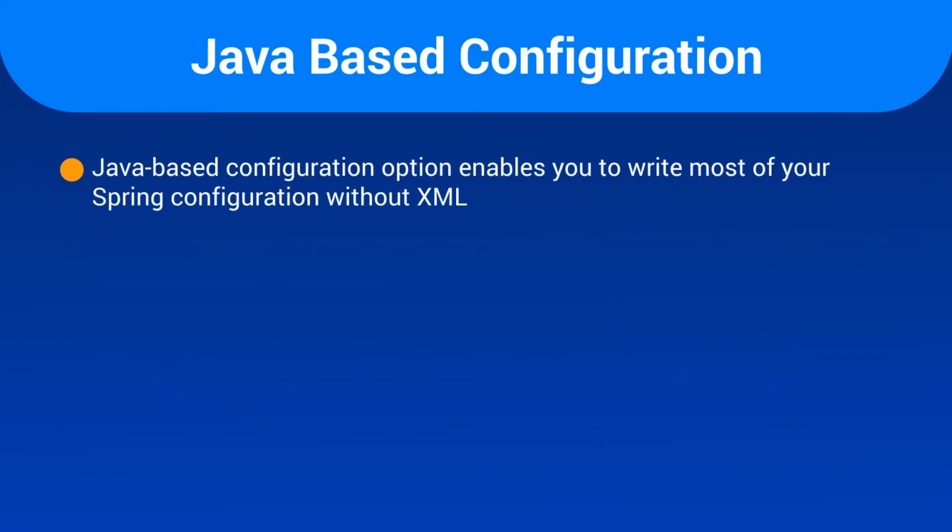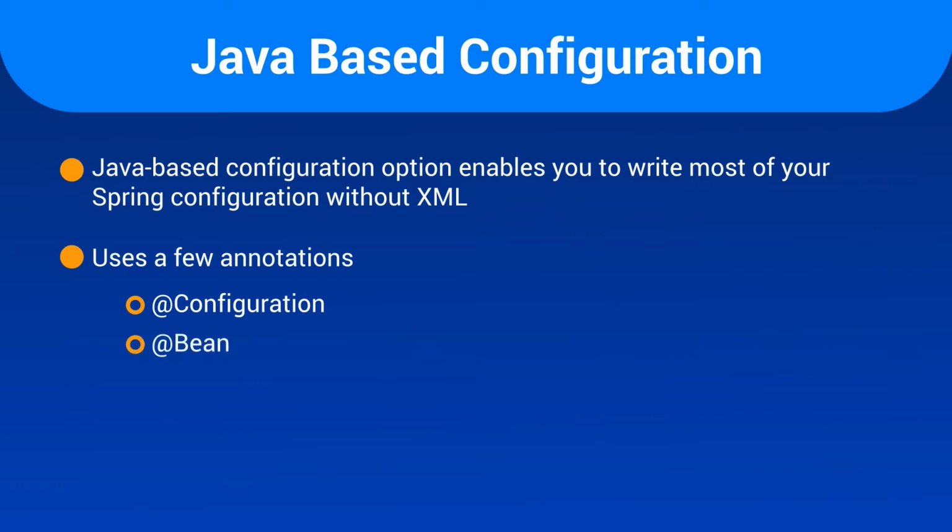The Java-based configuration option enables you to write most of your Spring configuration without XML, but with the help of a few Java-based annotations. There's a couple that we're going to mention. The first is @Configuration, which indicates that the class can be used by the Spring IOC container as a source of bean definitions. The second, the @Bean annotation, tells Spring that a method annotated with @Bean will return an object that should be registered as a bean in the Spring application context.